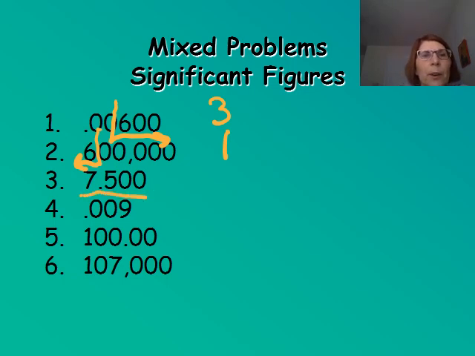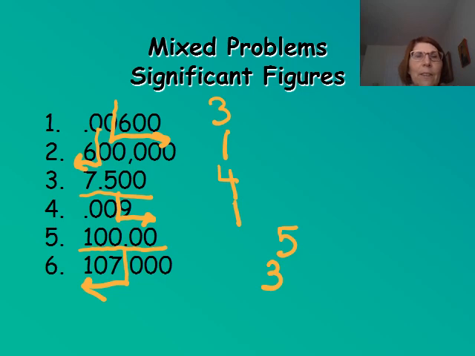For number 3, if I have a decimal present, everything counts. So it's 4 significant figures. For number 4, if I start here, Atlantic right side, and then go left, then I have 1 significant figure. Again, on number 5, if I have a decimal, that means everything counts, so I have 5 significant figures. For the last one here, we're going to start here and then go left, then I have 3 significant figures.